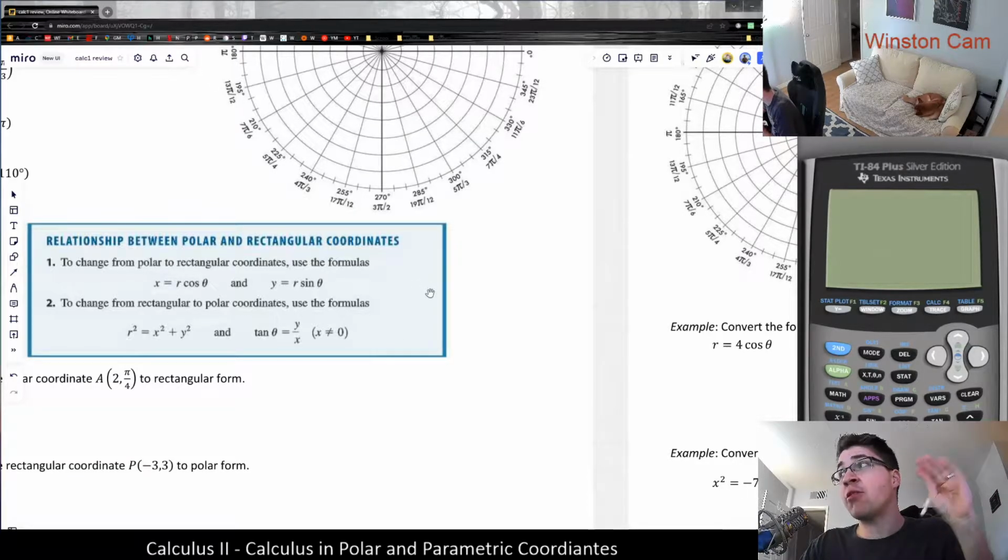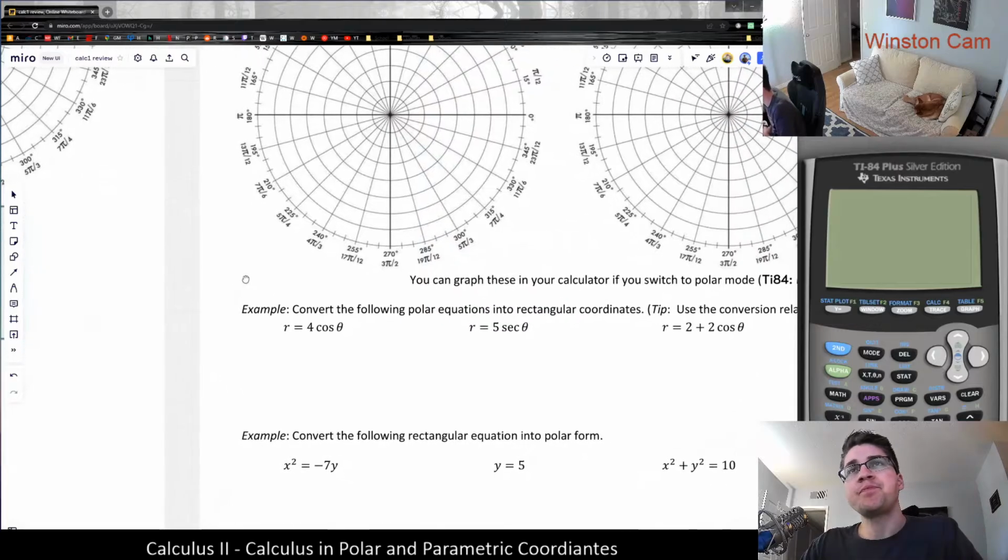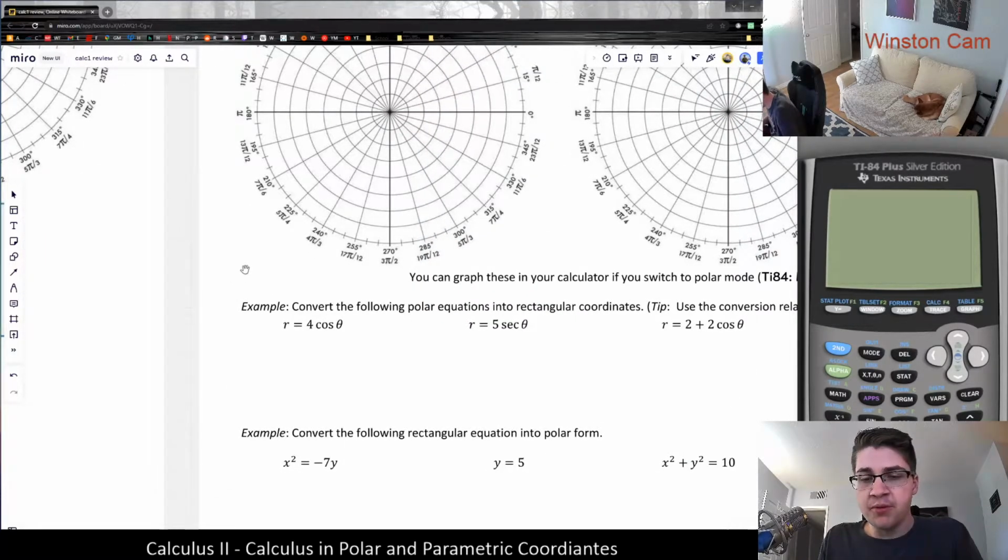And in Calc 3, I think I mentioned this, but just in case I didn't, these relationships are sometimes used in what we call spherical or cylindrical style integrals. So these relationships will come back later, and it's just good to remember those things.